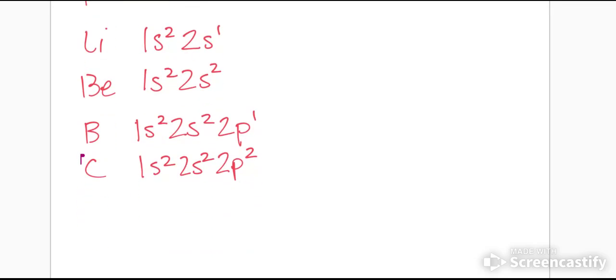Now, what would happen if we did nitrogen, okay? I'm not going to write nitrogen, but what would happen if we did nitrogen? What would your configuration look like? So nitrogen's atomic number 7. It's right next to carbon.